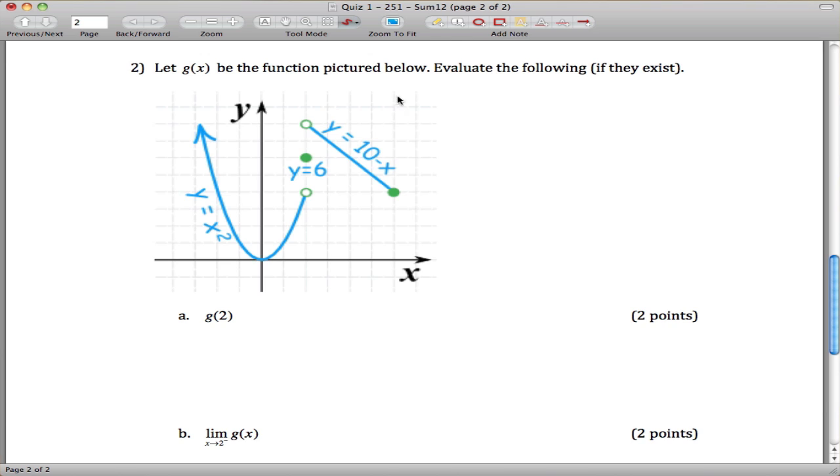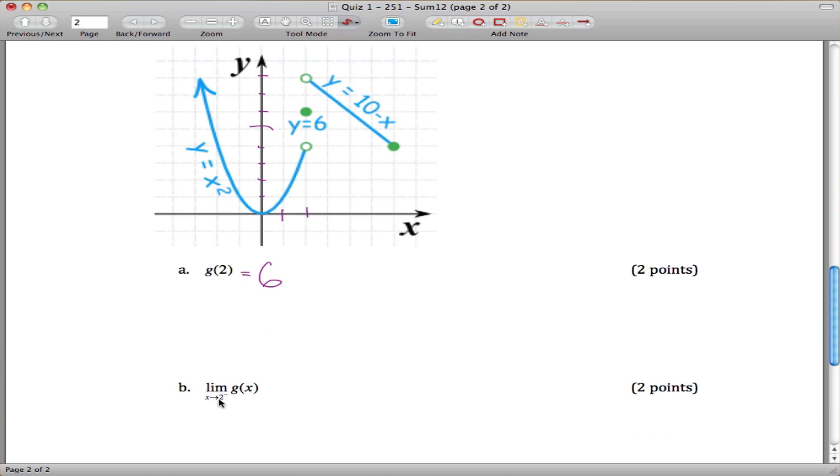Here's g of x. Here's this function. We want to evaluate the following things if they exist. What is g of 2? g of 2 is just asking what is the height of this function when x equals 2. Looks like x equals 2 right here. The height of this function is this colored in circle, which happens at 1, 2, 3, 4, 5, 6. Looks like it happens at 6, as it kind of tells you right here. So g of 2 equals 6.